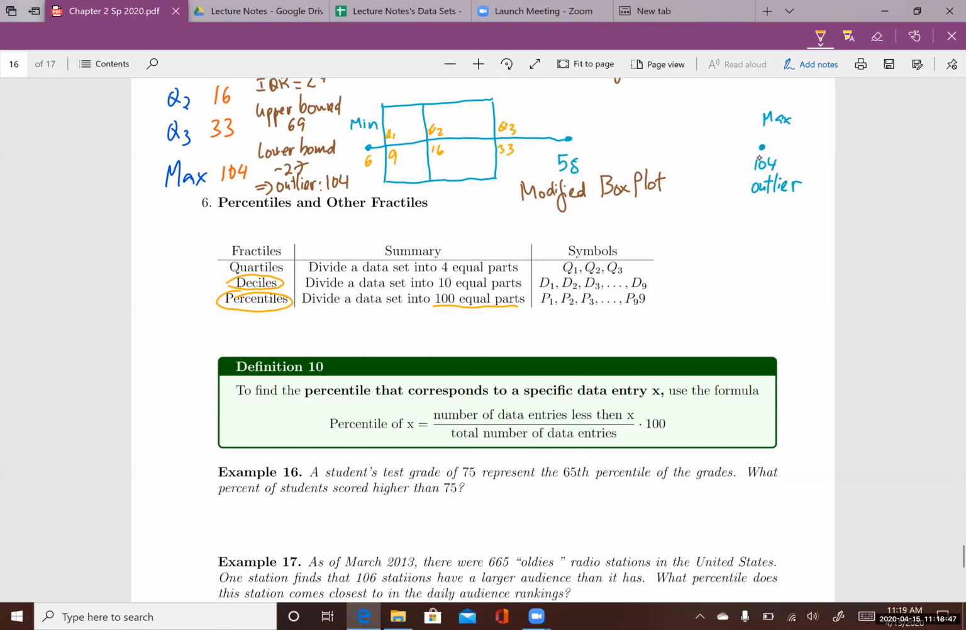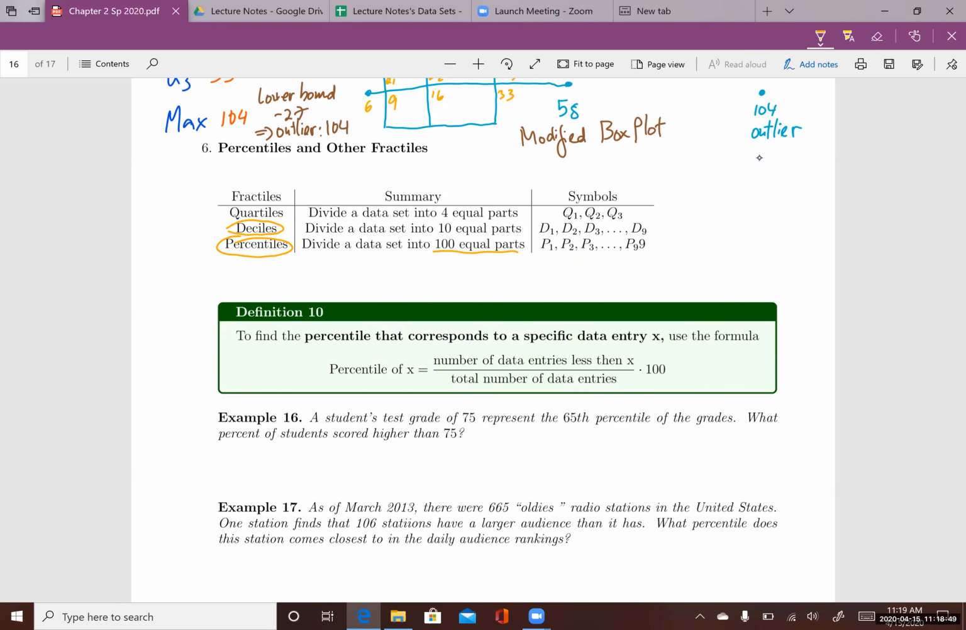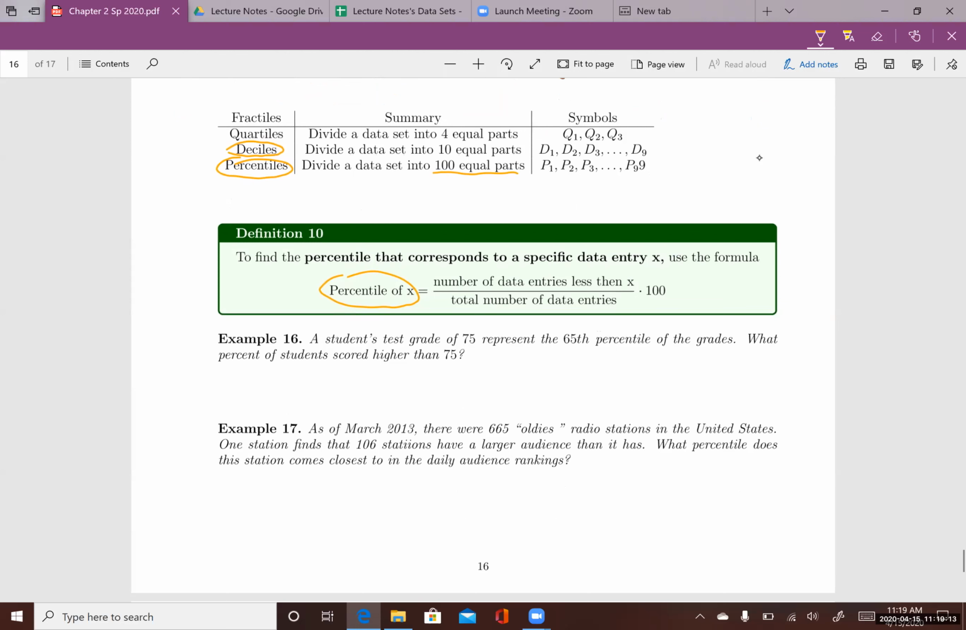So the definition of percentiles and how to find the percentile of any data entry in a data set is: the percentile of x equals the number of data entries less than x divided by the total number of data entries, and you multiply by 100 to get the percentage. Again, number of data entries less than x divided by the total number of data entries.